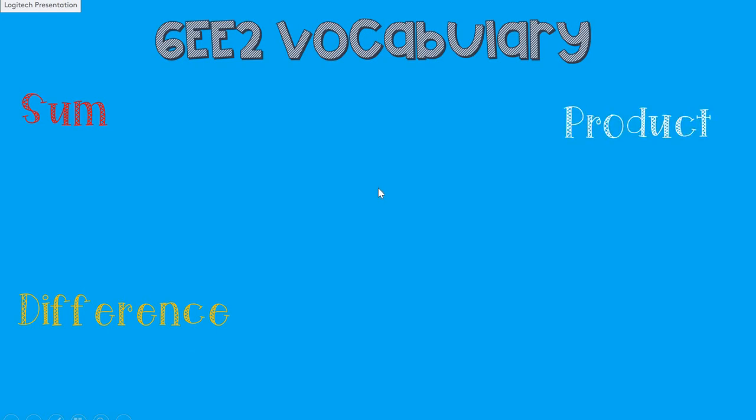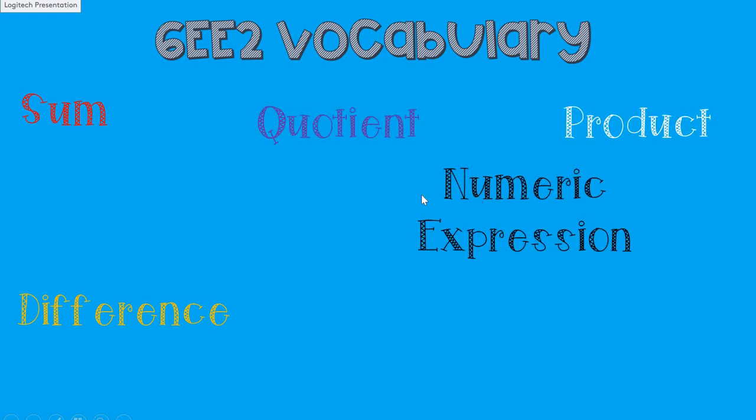Alright, so here we go with Lesson 6EE2, Day 1. So first we're going to talk about how to translate phrases into expressions. So some key terms that we need to be aware of. So sum, remember that's the answer to an addition problem. And difference, product, quotient, those are all answers to the different problems. So the answer to division, answer to multiplication, and difference is answer to subtraction.